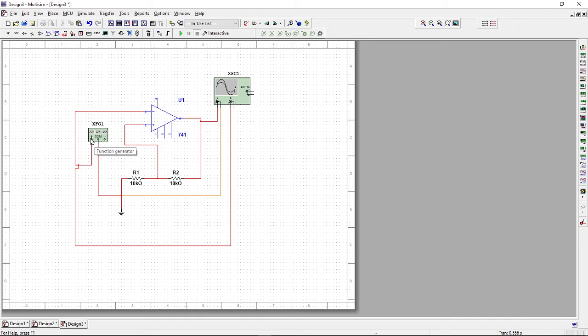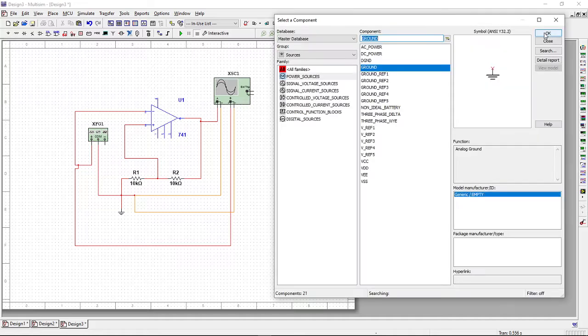Then the function generator, which produces a sine wave, will be connected to the second channel of the CRO, and the negative terminal is going to be grounded. In this circuit I am missing two things. The main requirement of the op amp is the voltage sources, plus VCC and minus VCC.